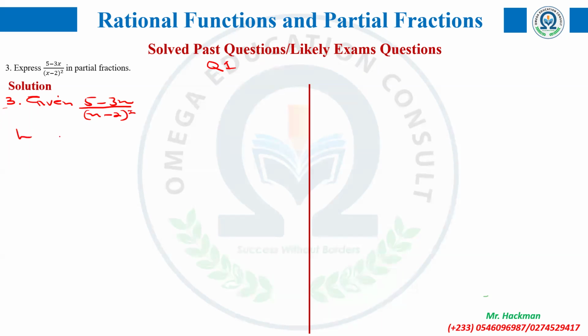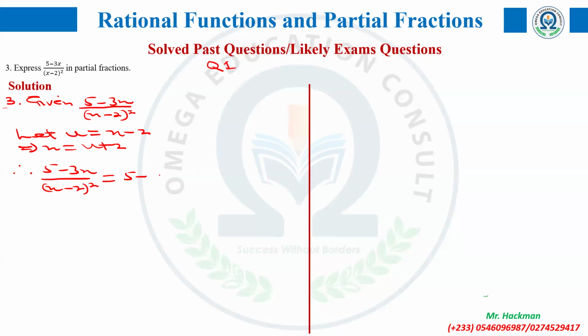Okay. Let u. Very good, smart. Immediately you said, okay, substitution method, I was happy. Okay, that you equally don't want stress. So let's go. Let u be equal to x minus 2, that implies that x equals u plus 2. Okay. Let's go. Therefore, 5 minus 3x over x minus 2 all squared is equal to 5 minus 3 into bracket u plus 2, all over u squared. Perfect.